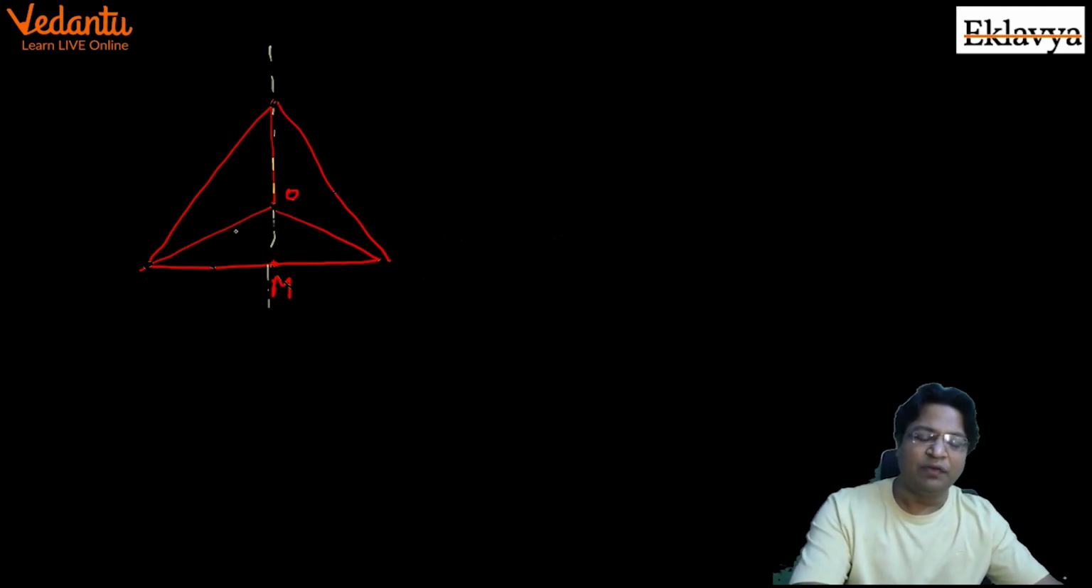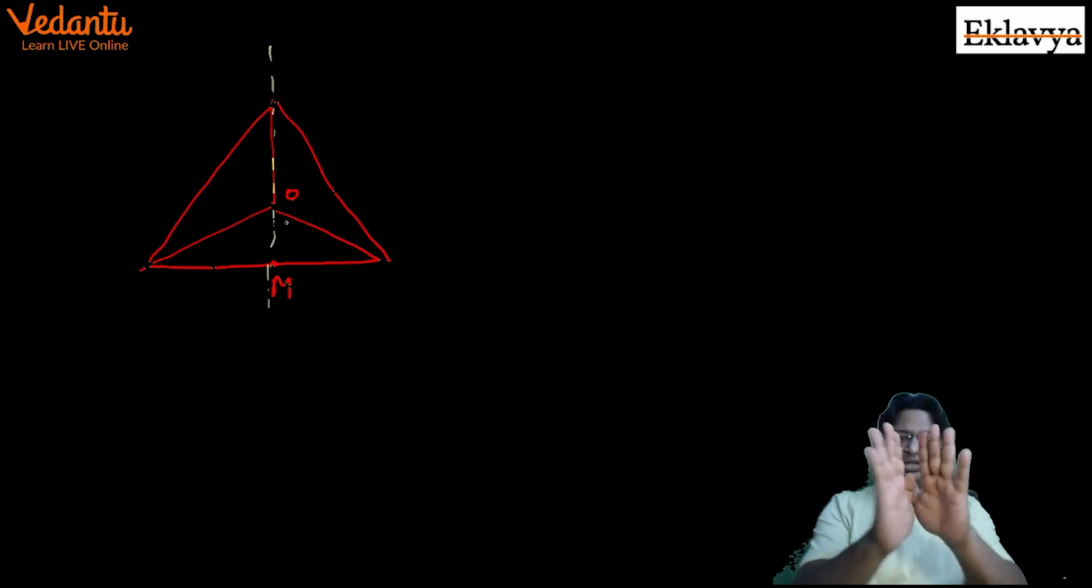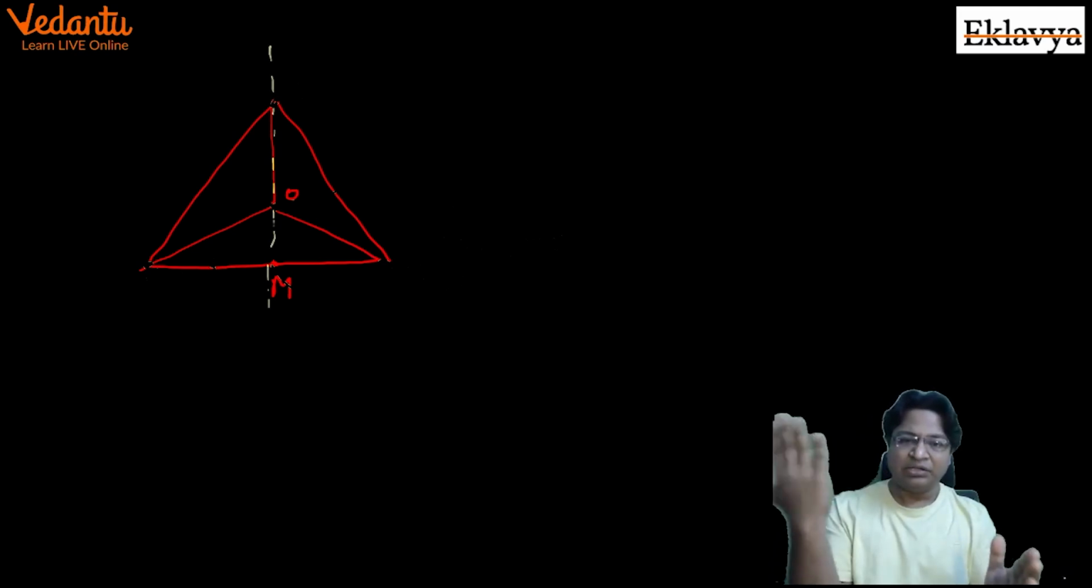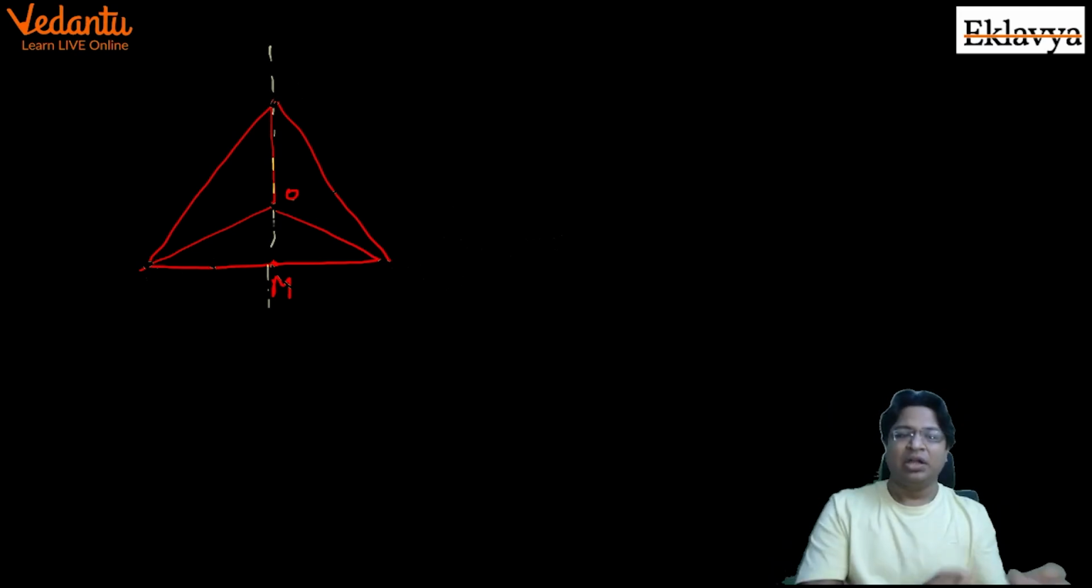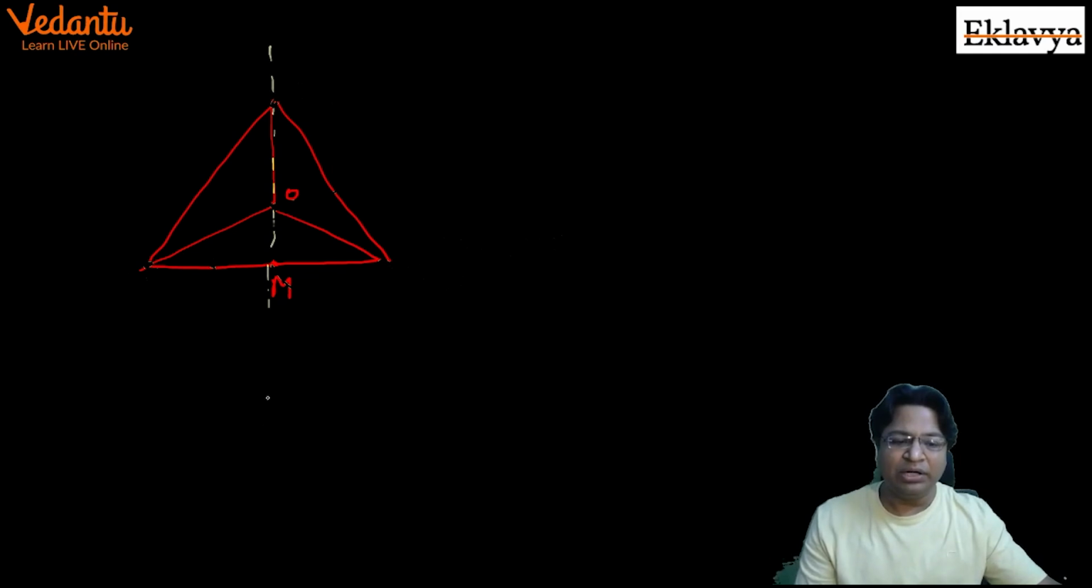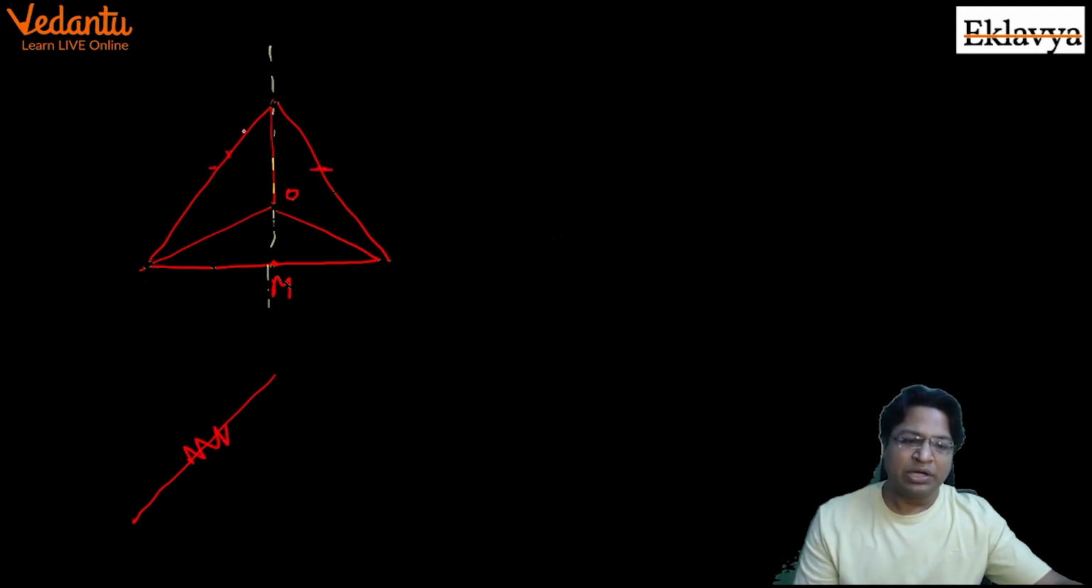Then we can fold the circuit. The right half of the circuit can be folded onto the left half, and we end up with a circuit which looks like this. This branch gets overlapped with that branch. It had a resistance of 8 ohms, and parallel to it is another branch of 8 ohms, so this resistance becomes 4 ohms.